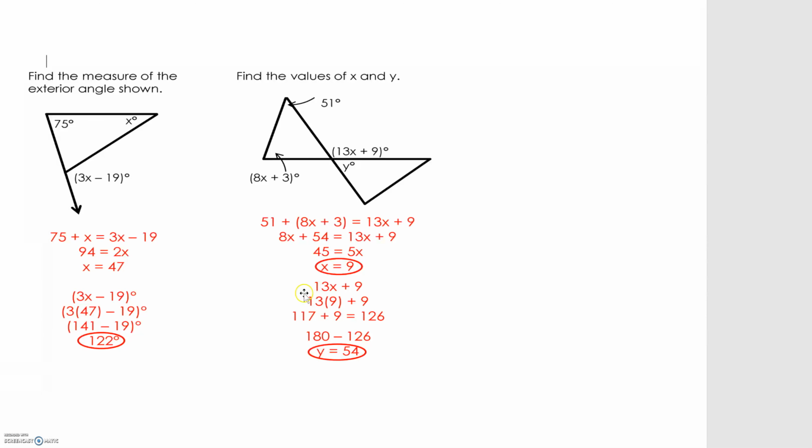So right here you can see we got 13x plus 9. We plugged in or substituted 9 for x. So 13 times 9 plus 9, and then we end up with 126. So this angle, this exterior angle, is measuring 126 degrees. But now to find y, remember we said linear pair. So we have to go 180 minus 126, and we find that y is equal to 54.